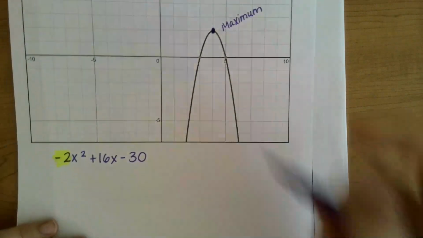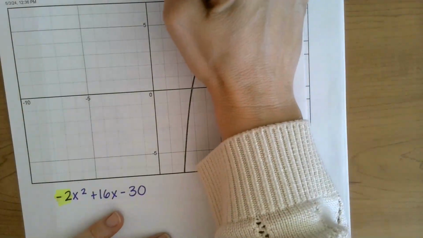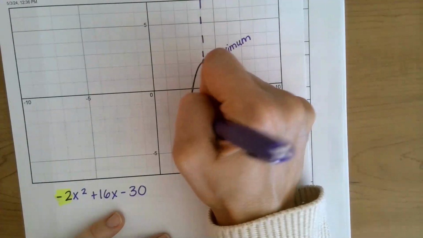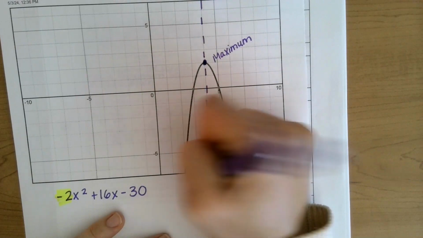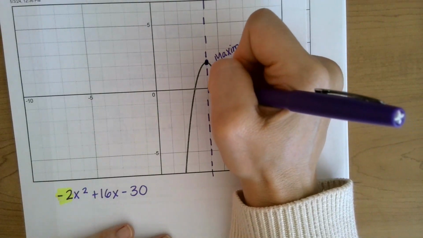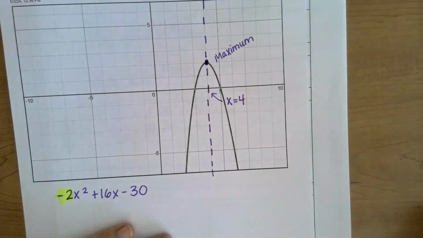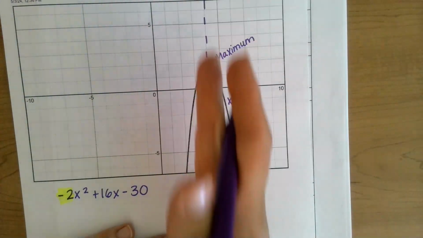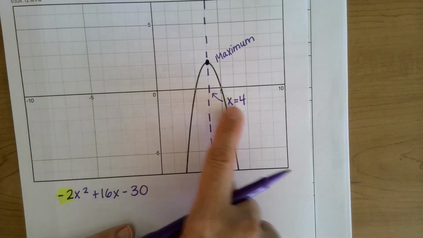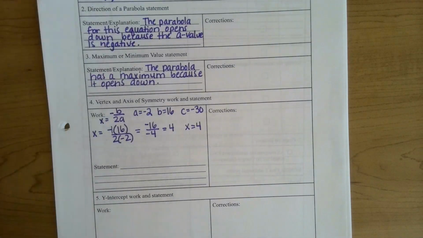If I go back, remember my maximum value is my vertex. The axis of symmetry cuts the parabola directly in half at this point because it's symmetrical on each side, so it's a mirror image. And notice how it is cutting it right here at x equals 4. So that line of symmetry should be cutting it right in the middle of the vertex at that x value of the vertex.